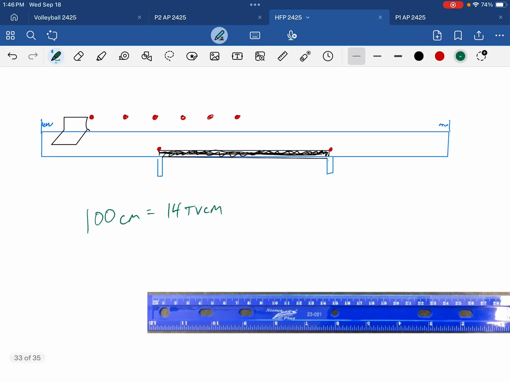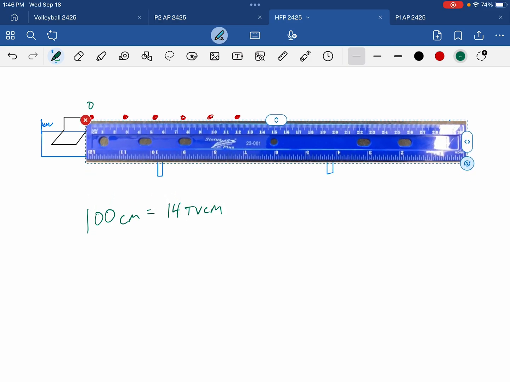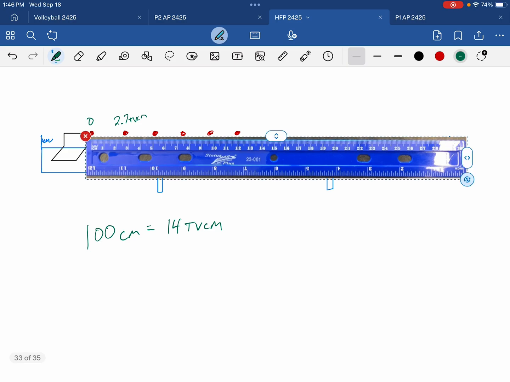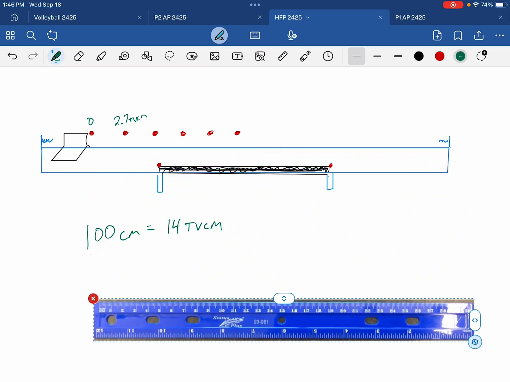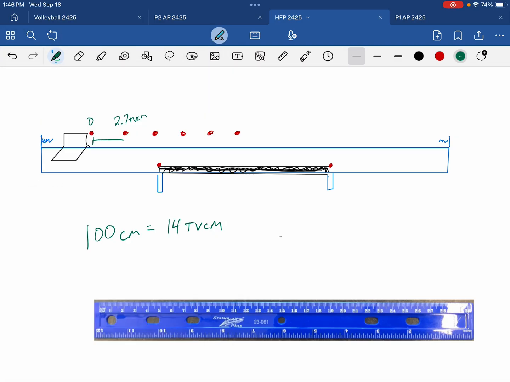And then let's say that we call this position 0, and that this looks like maybe 2.7 TV centimeters, okay? So it's 2.7 TV centimeters from here to here. And we want to know what's the position in real centimeters, because no one really cares where it is on the TV screen. You want to know where it was on the actual track.